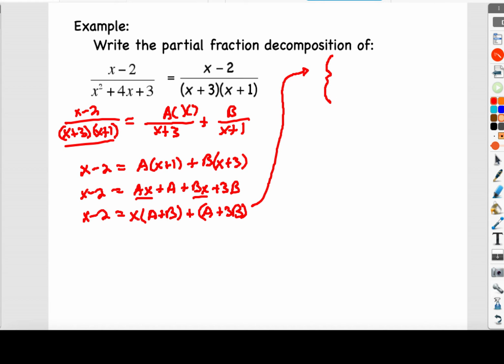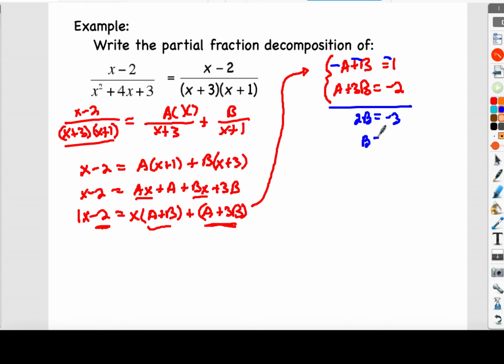I know that the coefficient of x was a 1. So 1 must be equal to the coefficient of x over here, A plus B. In that same way, negative 2 was the constant, and A and B are going to form our constant here. A plus 3B forms that constant of negative 2. Let's run a negative through that top equation. I'm just going to multiply both sides by negative 1. That way when I add them up, I'm going to find out that 2B equals negative 3, or B equals negative 3 halves, right? Negative 1.5.